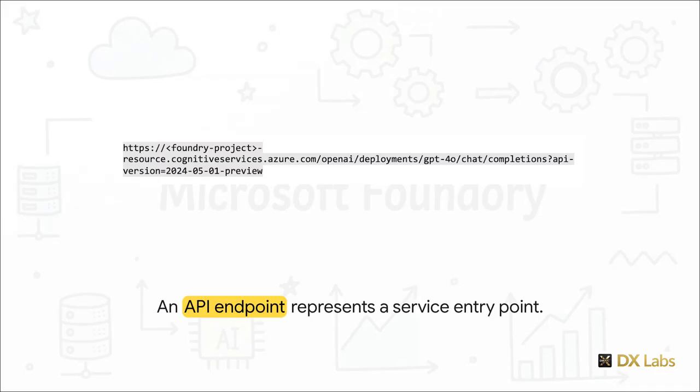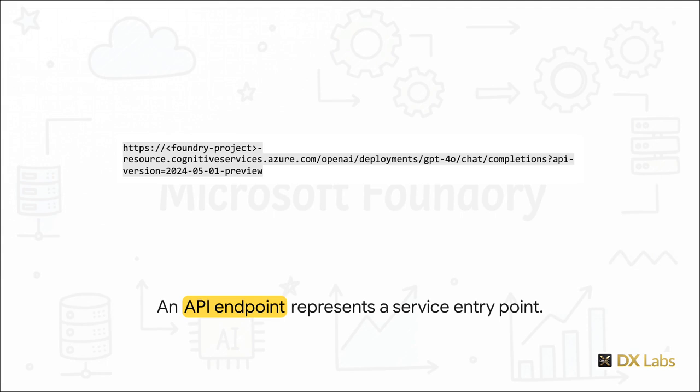So if the API is the set of rules, where exactly are we sending these requests? Well, that brings us to endpoints. Like most cloud services, Microsoft Foundry resources are accessed through an API endpoint. You can literally think of an endpoint as a service entry point. Notice how it looks exactly like a web address? It's a unique HTTP address, just like a normal website.